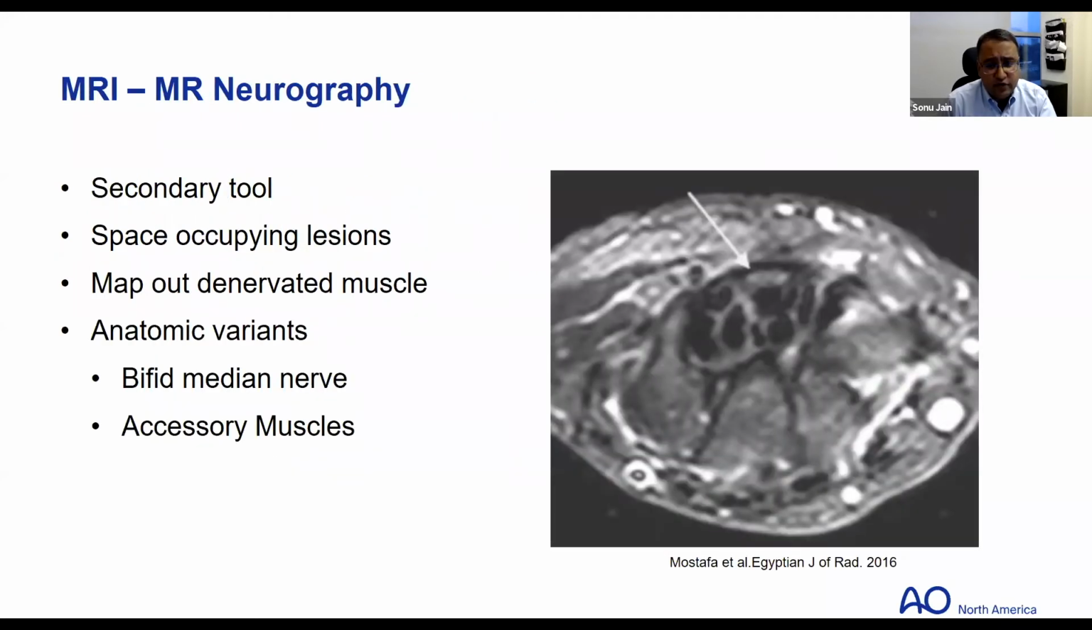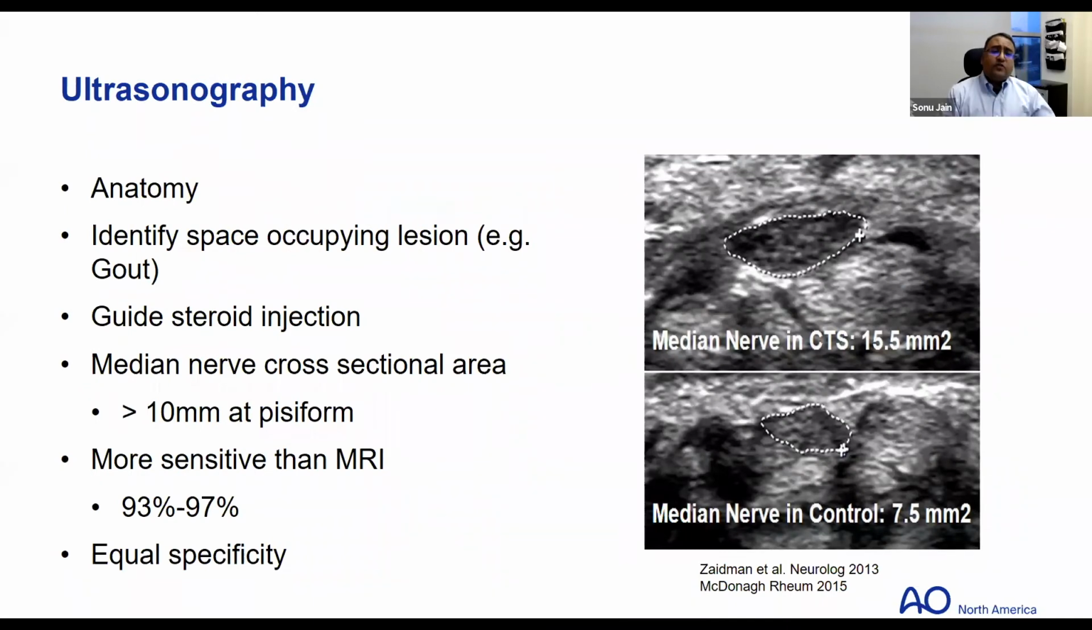Other ways you can test and look at the nerves are MRI or MR neurography. It's a secondary tool. You might be able to find space-occupying lesions, map out a denervated muscle, and find any anatomical variants. Ultrasound is also another useful tool that's starting to take hold more so. You can, again, find space-occupying lesions, help guide steroid injections, and identify median nerve and ulnar nerve cross-sectional areas, and it can be more sensitive than MRI and has equal specificity.